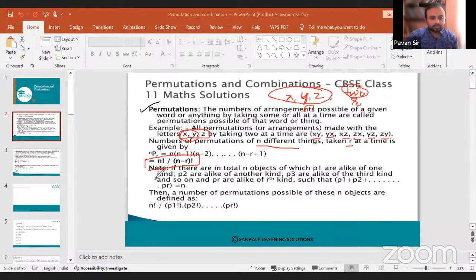Now next, if there are total n objects, with p1 alike of one kind, p2 alike of another kind, p3 alike of a third kind, and so on, then we can get the number of arrangements accordingly.